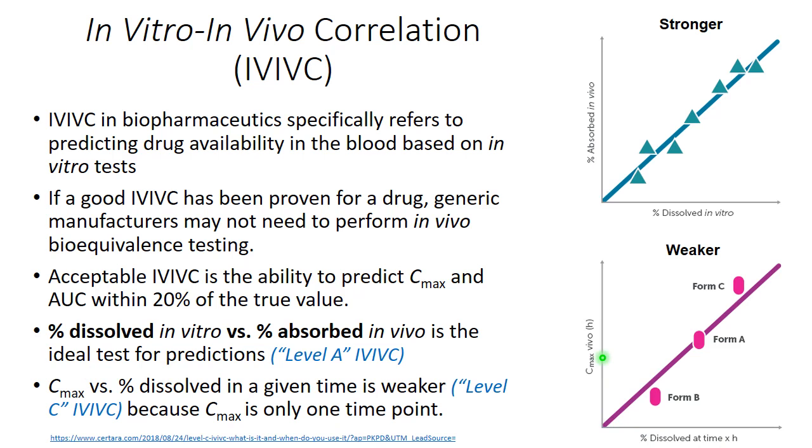I don't want you to memorize too much here. Understand though what the purpose is for an in vitro in vivo correlation. The purpose is to correlate non-human and non-animal testing, just in vitro testing, with what would happen in vivo or in the human. And the whole idea is to avoid having to constantly do clinical trials when all we want to do is prove that the drug will be absorbed to the same rate and extent as another formulation or brand name, for instance.